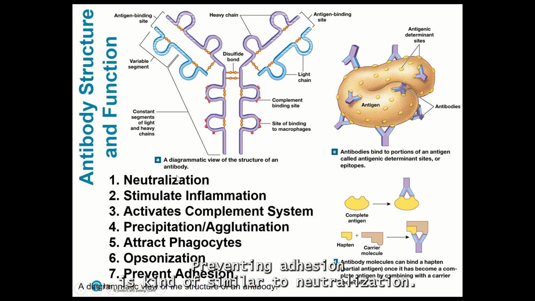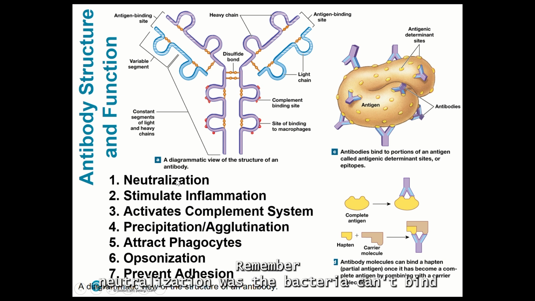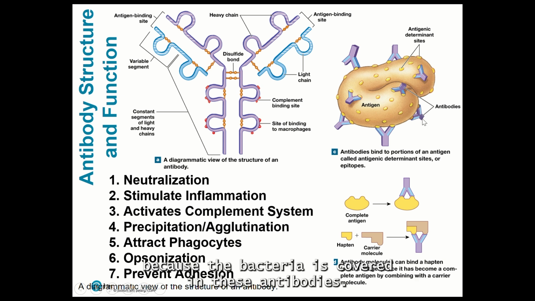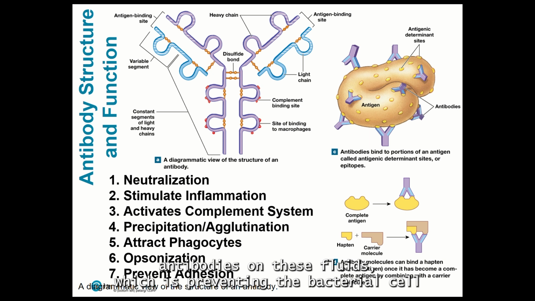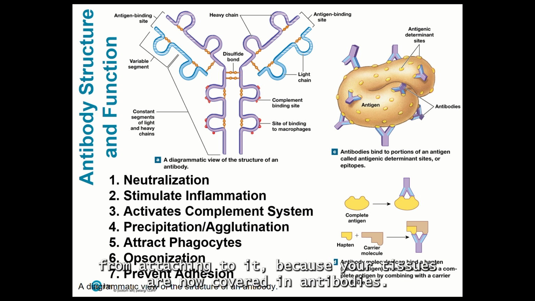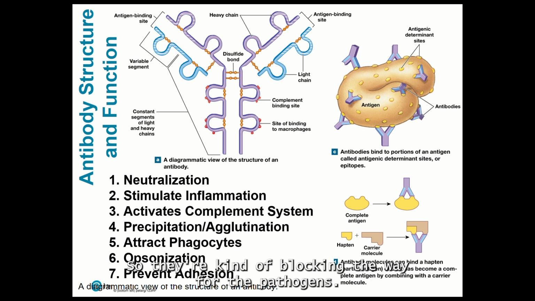Preventing adhesion is kind of similar to neutralization. Remember, neutralization was the bacteria can't bind because the bacteria is covered in these antibodies. Preventing adhesion is not the bacteria that's going to be coated with the antibodies. It's going to be the fact that your body secretions have this layer of antibodies on these fluids, which is preventing the bacterial cell from attaching to it because your tissues are now covered in antibodies, so they're kind of blocking the way for the pathogens.